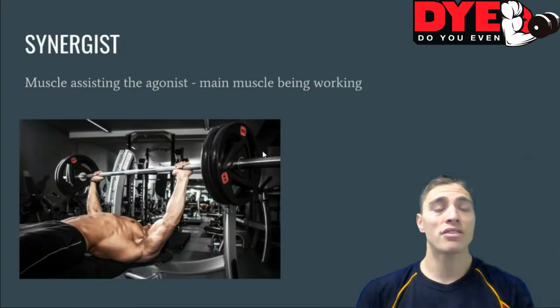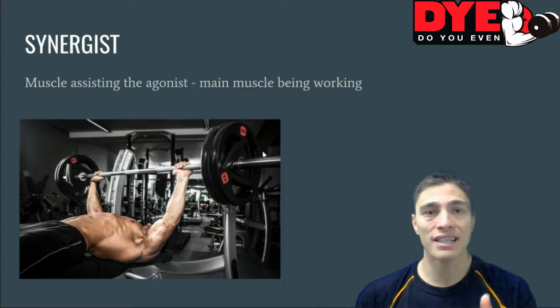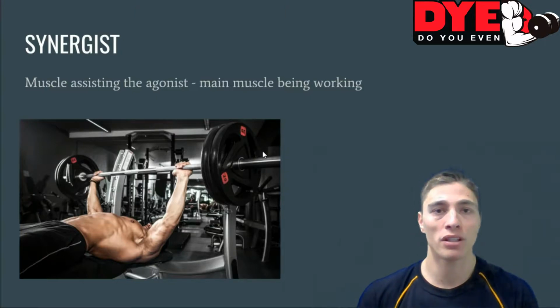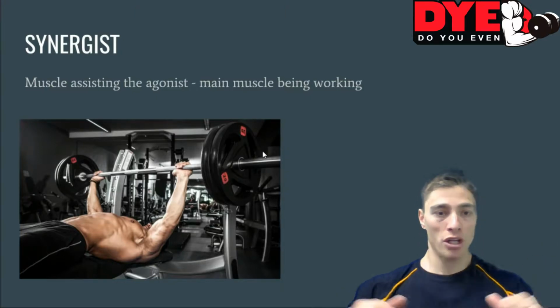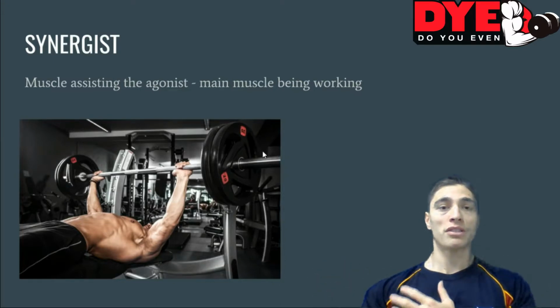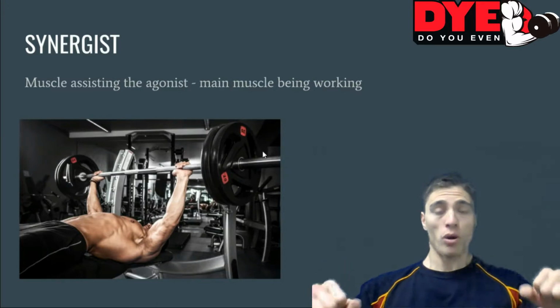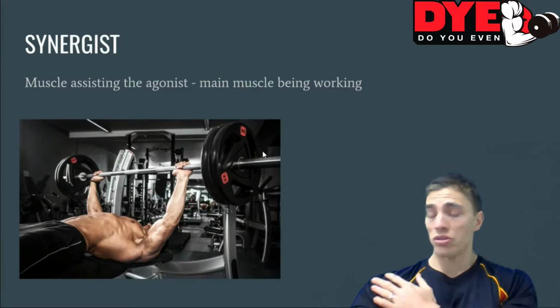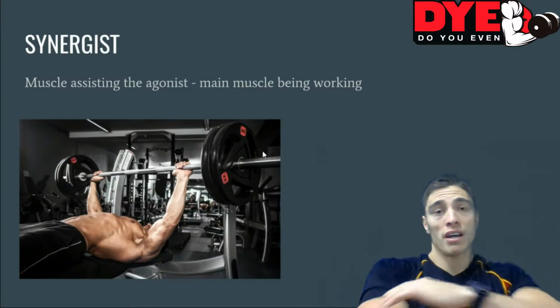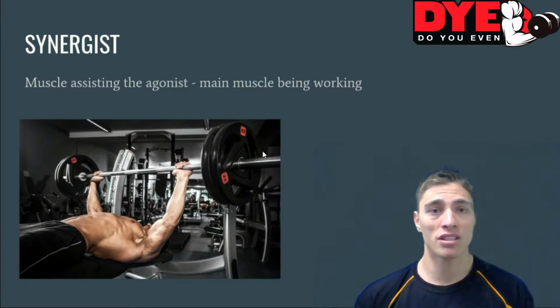The synergist. So the synergist is a muscle assisting the agonist, so the main muscle being worked. Okay, we've got the bench press example. In the bench press, the main muscle working is your pecs. But while you're pressing forward, you're also using your deltoids and your triceps. So they would be your synergists. They assist the movement.